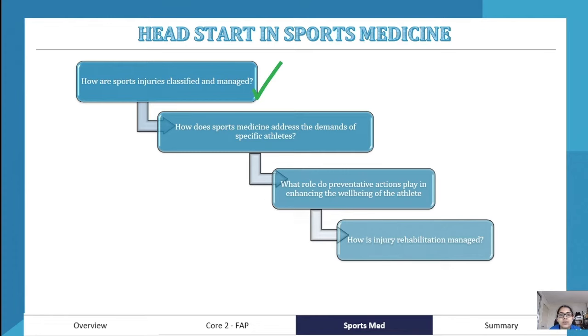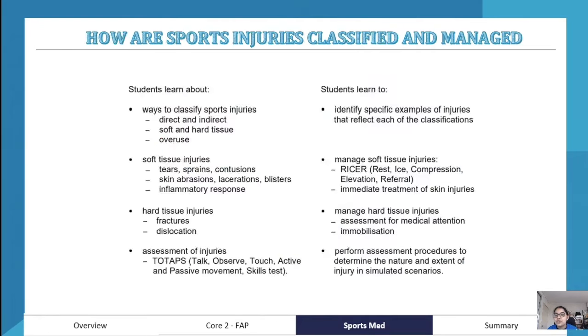So if they've got an injury, especially a hard tissue injury, what we do is we firstly talk to them, ask them what happened, how it happened, and what they feel like, and this is obviously if the person is conscious.